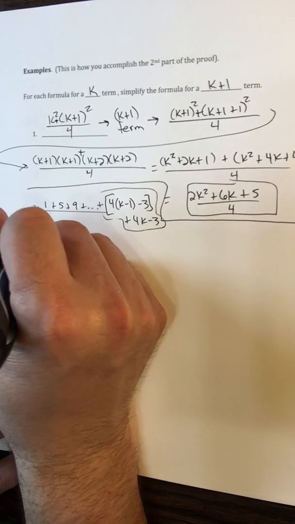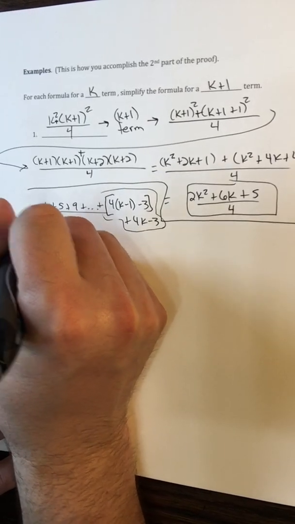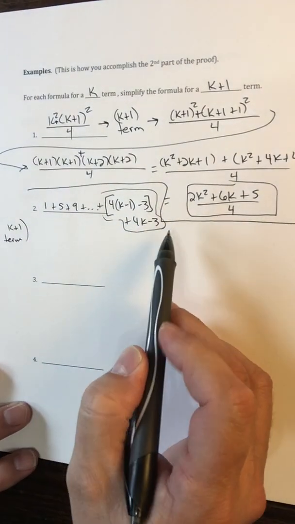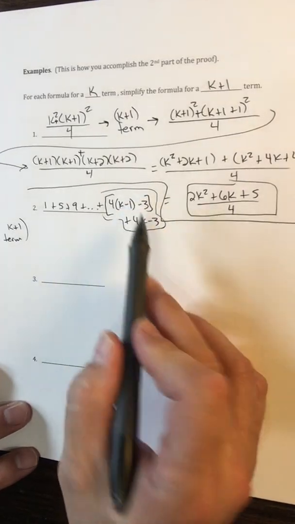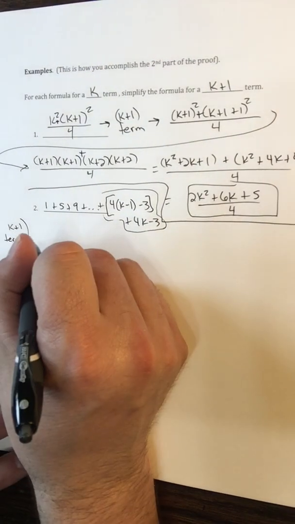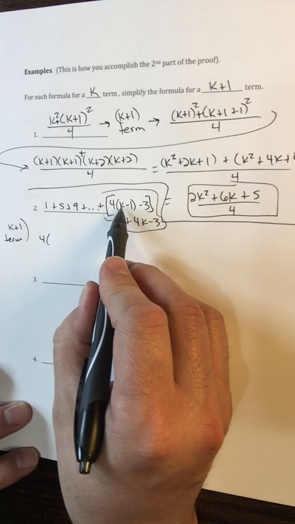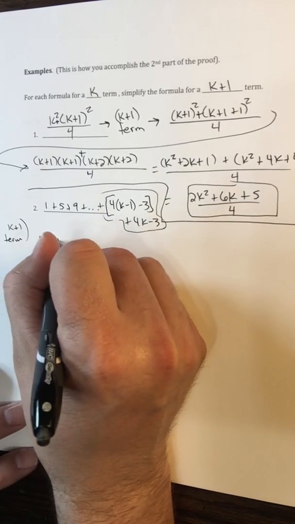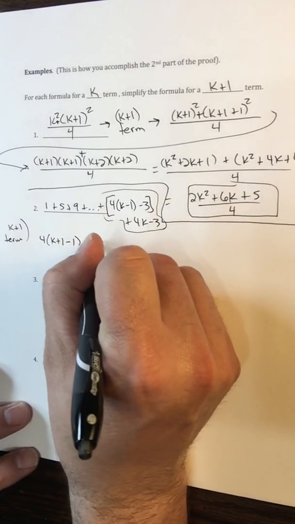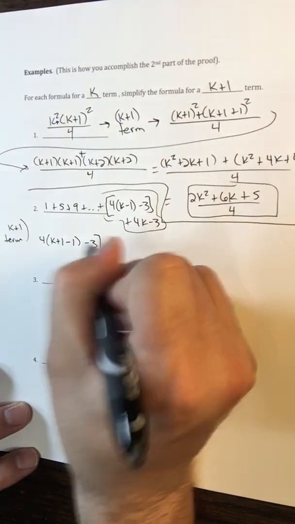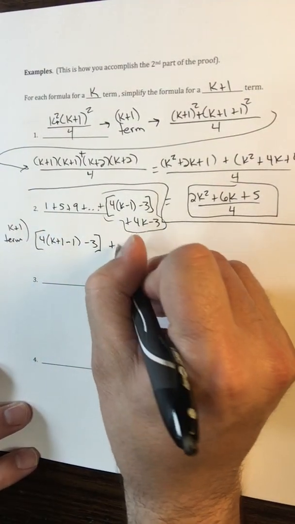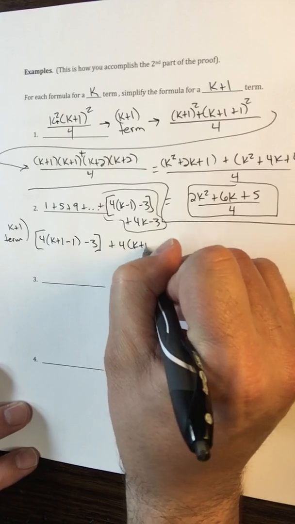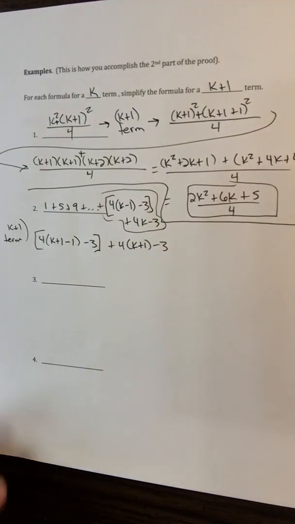Okay, so I want a k plus 1 term. I'm going to go to this thing, and I'm going to put a k plus 1 everywhere I see a k. Now, I don't have to square things, so this is actually going to be a little easier. So look, it goes 4 times, instead of k, I'm going to put k plus 1, and then there's a minus 1, and then there's a minus 3. That's in brackets. And then I'm going to go plus 4, and it'll be times k plus 1, and then it's minus 3.